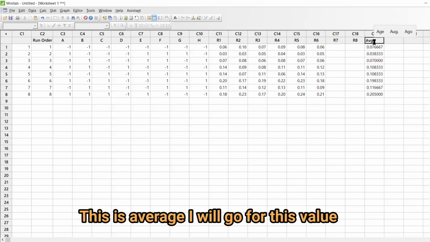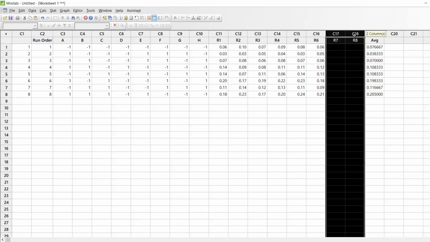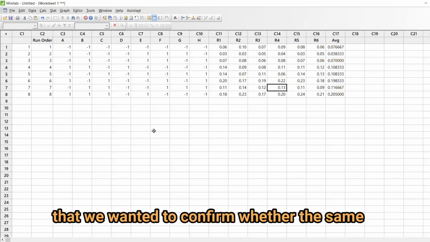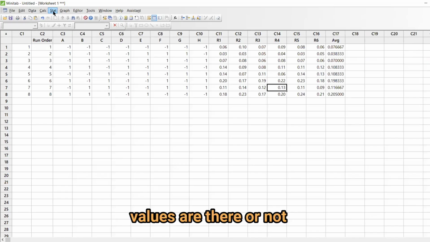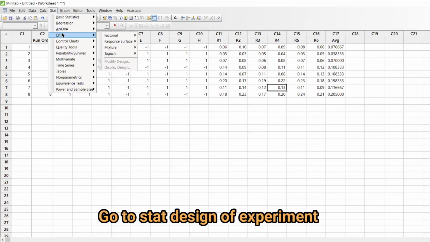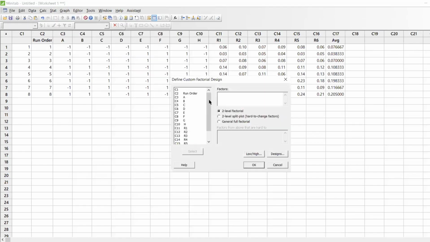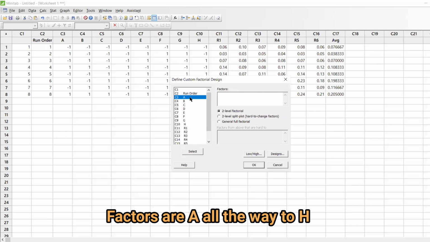This is average. I will go for this value. And the first thing we need to do, as you know, is confirm whether the same values are there or not. Go to Start, Design of Experiment, and then you have Factorial. First, define custom factorial. What are the factors? Our factors are A all the way to H.